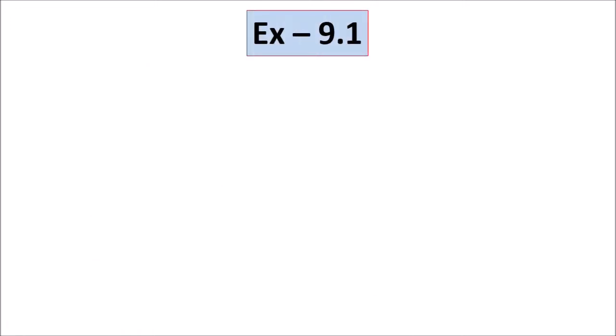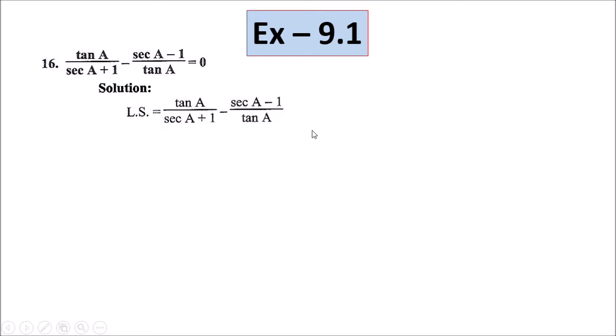So I am going to the next math of this chapter number 16, that is tan A by sec A plus 1 minus sec A minus 1 by tan A equal to 0. So here is the solution. In the left hand side, I am just writing tan A by sec A plus 1 minus sec A minus 1 by tan A. So here is the math.